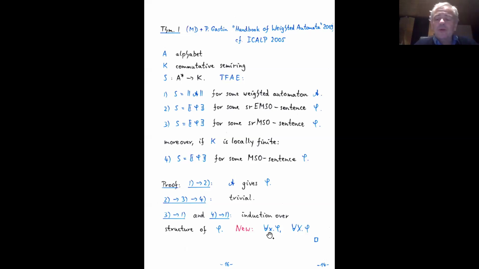And so this needs a new proof, an automata theoretic proof, of how we can construct the automaton for this. If we have the automaton for phi, how do we get it for universal quantification? And that was the most difficult proof. In all these settings for weighted automata, if we look at other structures than words, this is always the most difficult proof. For the universal quantifier, we get it if the semiring is locally finite. Then it's also possible.